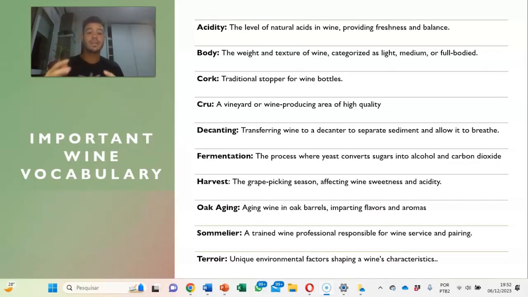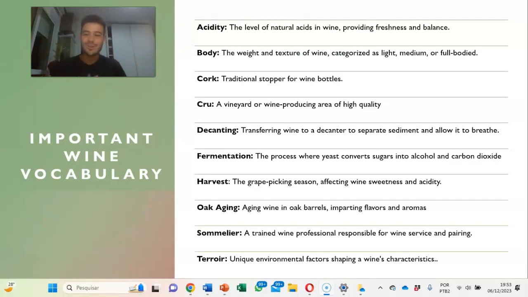Fermentation is the process where the yeast converts sugars into alcohol and carbon dioxide. This is a very important part of the wine production phase. The harvest is the grape picking season, affecting wine sweetness and acidity. So it's going to vary depending on when the grapes were collected. Oak aging is when you leave the wine inside oak barrels to age, and therefore it's going to have a little bit of the oak taste.